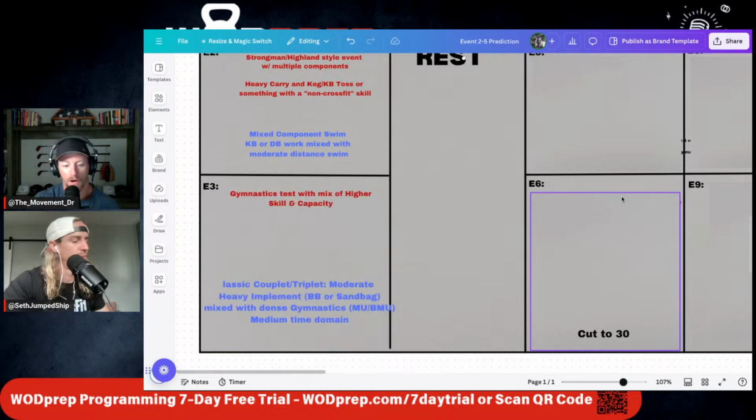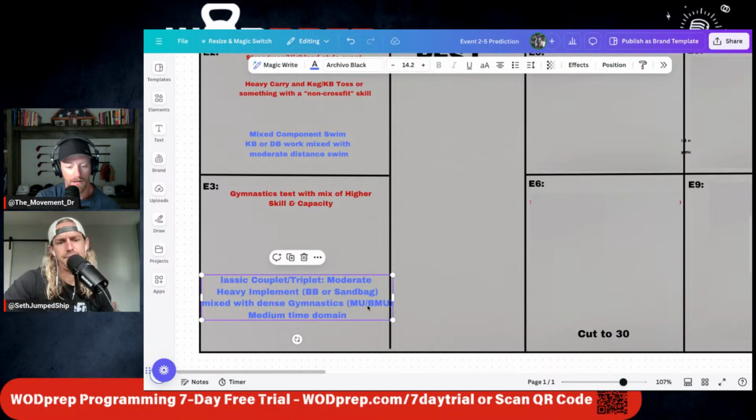Cool. All right. So event three, you have a gymnastics test with higher skill and capacity. And I have a classic couplet or triplet, some sort of moderate to heavy implement, whether that's a barbell or a dumbbell or a kettlebell, with a dense gymnastics component. It could even be front squats into muscle ups, or a high volume number of double unders, but definitely something of a muscle up capacity. I like muscle ups here, maybe over rope climbs. I think rope climbs fit maybe better later in the week, but it's just something here.